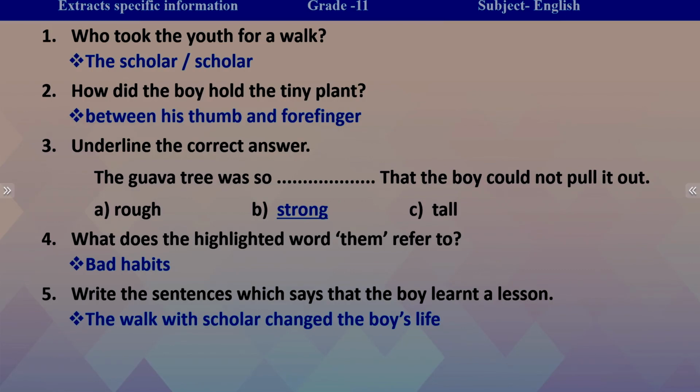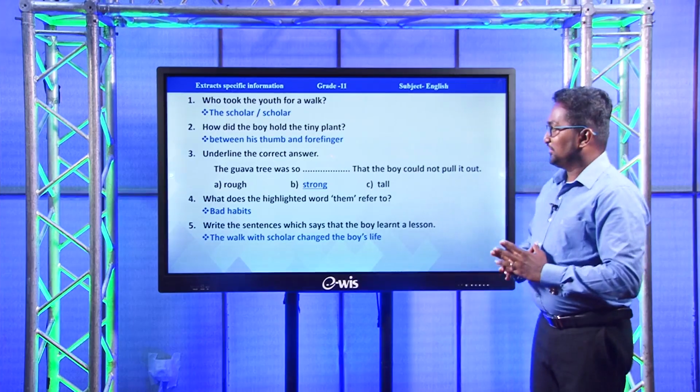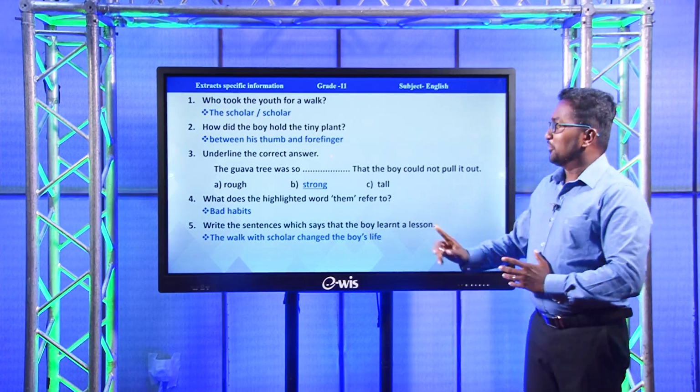Underline the correct answer. Why was that boy unable to pull out that tree? That guava tree was so, yes, it was so strong that the boy could not pull it out. What does the highlighted word them refer to? Yes, my dear children, the word them refers to the bad habits. Write the sentence which says that the boy learnt a lesson. The walk with the scholar changed the boy's life. Good. So, with that understanding, we'll move to the next slide.